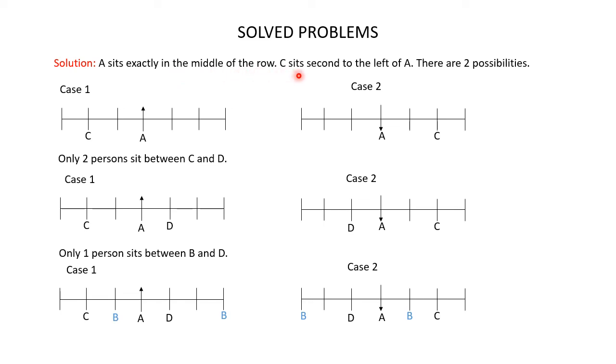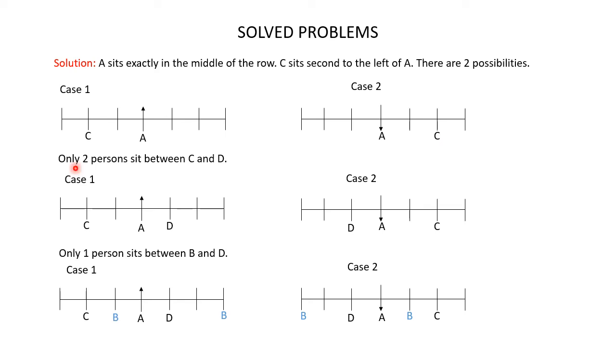Now C sits second to the left of A. This gives rise to two possibilities. Supposing this is the position of A exactly in the middle of the row, then A can face north. So C can sit second to the left of A in this position. This is case 1. Or A can sit in the middle of the row facing south and C sits second to the left of A in this position. This is case 2.